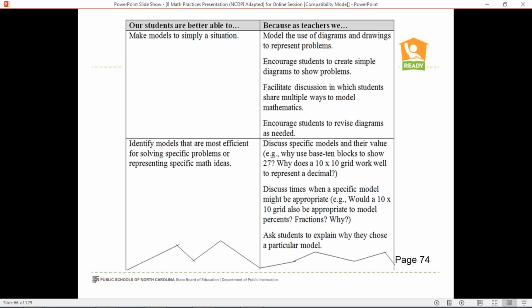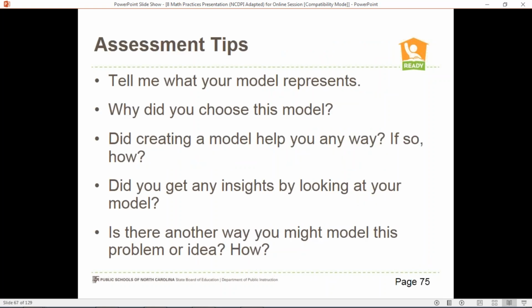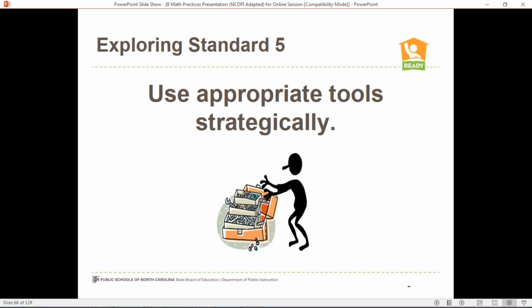And so what are we doing to encourage students' abilities? We ultimately want kids to be able to make models to simplify a situation. We want kids to be able to figure out what's the best model for them. It's not what's the best model for me as the teacher necessarily, it's what's going to be the best for them. And some questions that might guide us in that process.